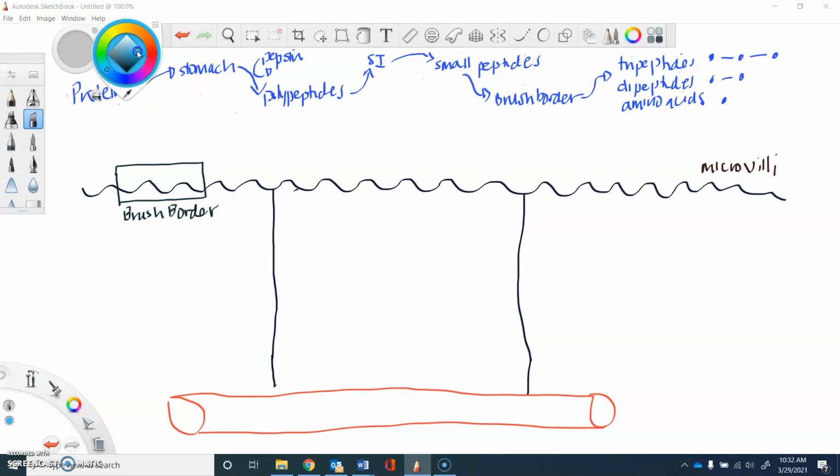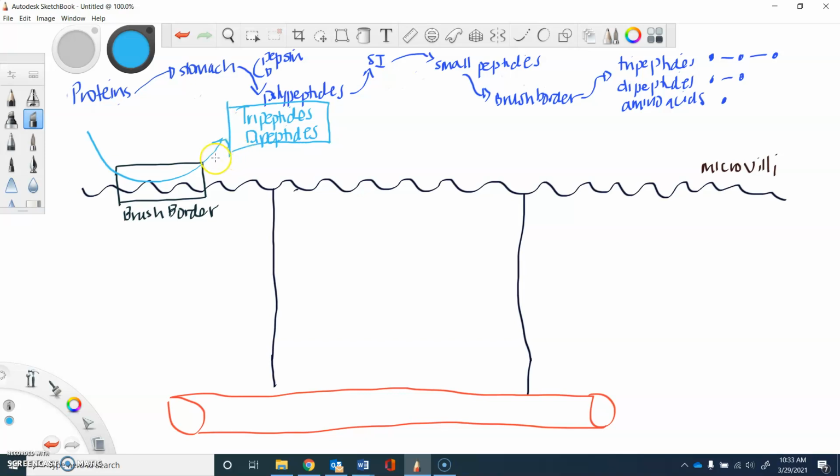So when the peptides come into contact with that brush border, they are broken down into one of those 3 types of peptides: a tripeptide, a dipeptide, or an amino acid. So tripeptides and dipeptides enter the cell the same way. So I'm going to put those together here. And then amino acids enter a little differently.